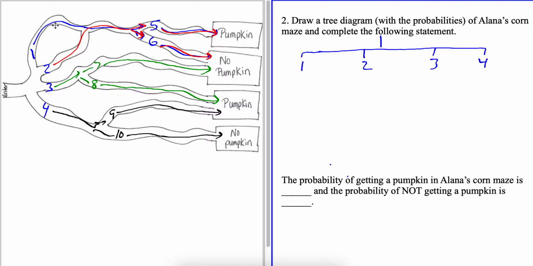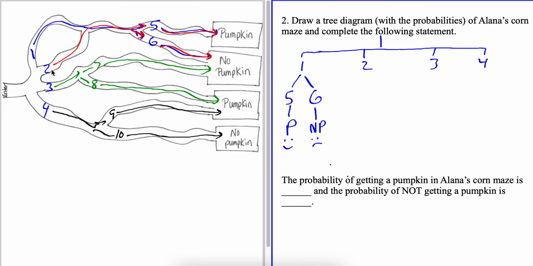As we've seen, if we follow 1, we can either go to 5 or 6. So make your branches 5, 6. We found out 5 gives us a pumpkin, and 6 we get no pumpkin. So 5, we're going to put a P for pumpkin. 6, we're going to put NP, no pumpkin. You know, pumpkin, we're happy. No pumpkin, we're sad.